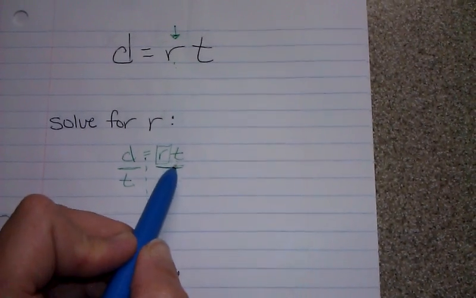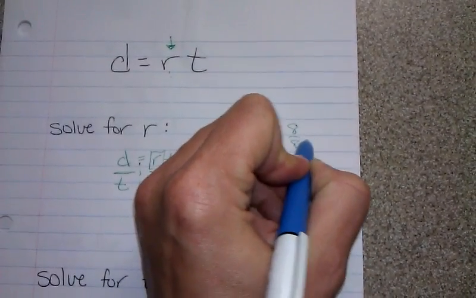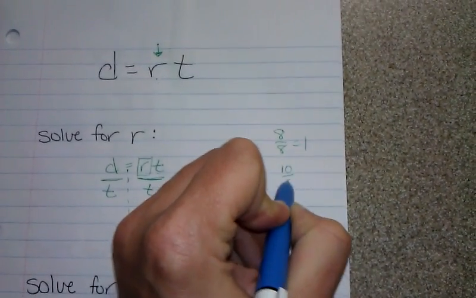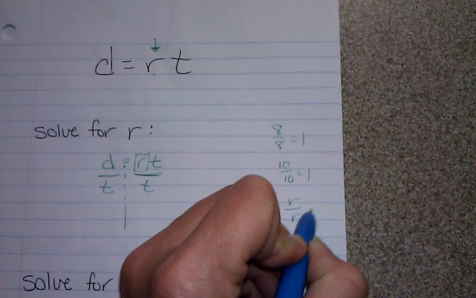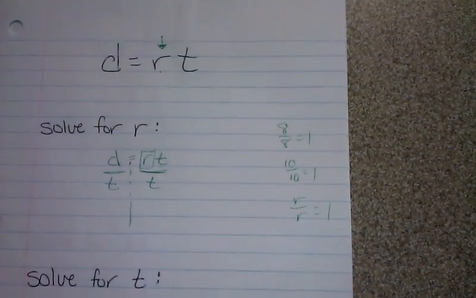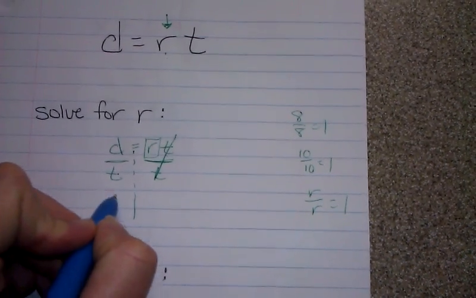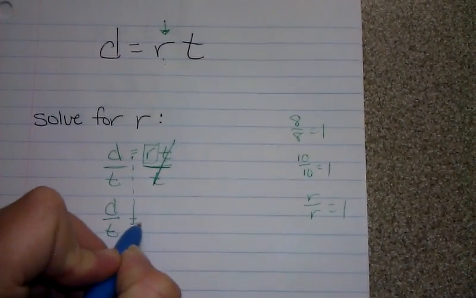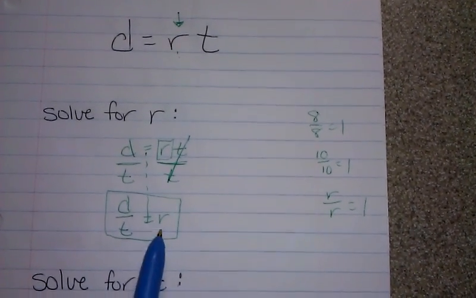I do this because T divided by T is 1, just like 8 divided by 8 equals 1, 10 divided by 10 equals 1, R divided by R is going to equal 1, T divided by T, same thing. So these will cancel out, and I'm going to get D divided by T equals R. That's our answer, because all it wanted us to do was to get R by itself.